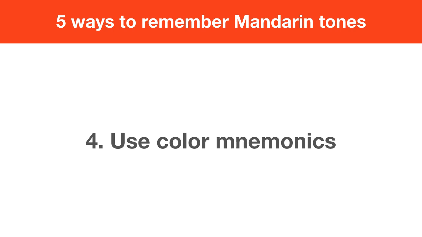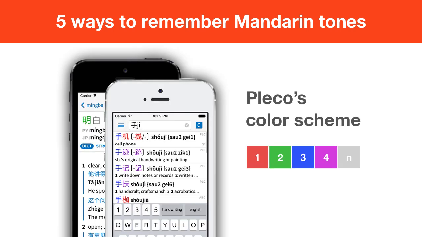Number 4, use color mnemonics. For example, Pleco uses this color scheme. First tone red, second tone green, third tone blue, fourth tone violet, and neutral tone gray. For example, when you look up the word 手机, meaning cell phone, 手 is colored in blue, meaning it's a third tone, and 机 is colored in red, meaning it's a first tone. Seeing words color-coded like this helps some people to remember the tones better.